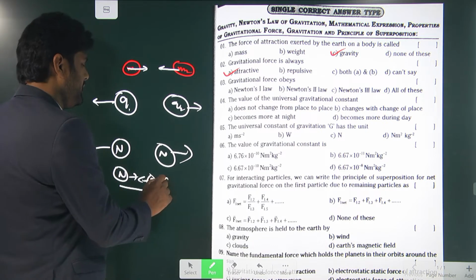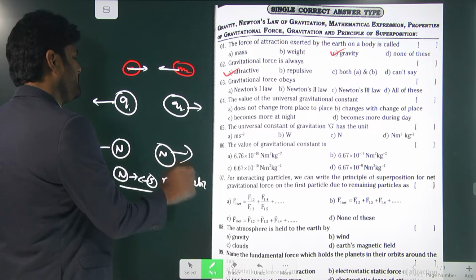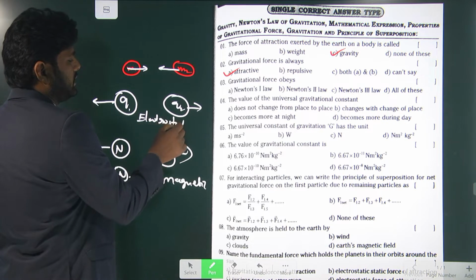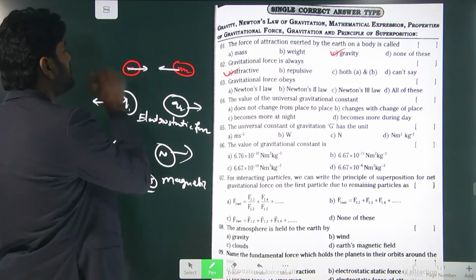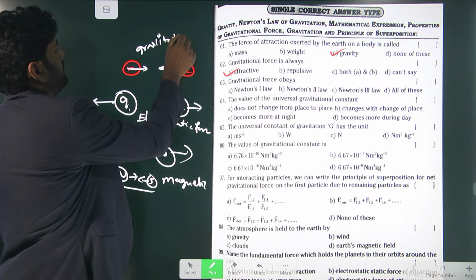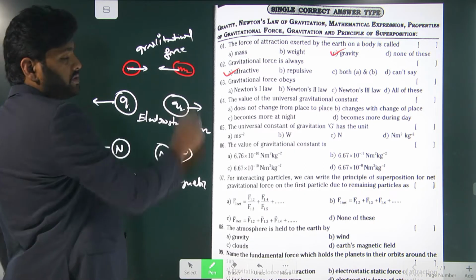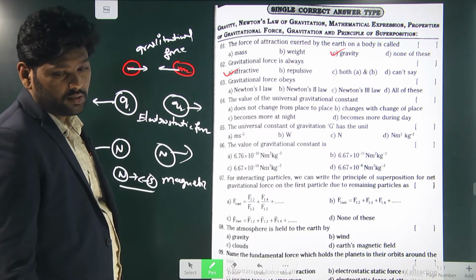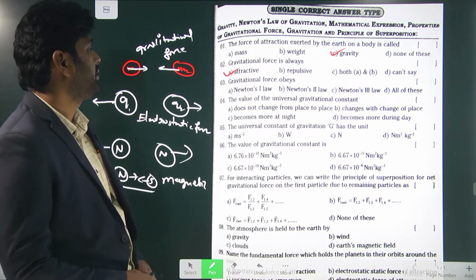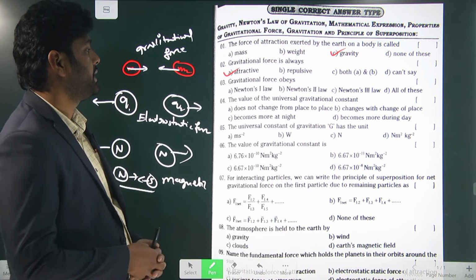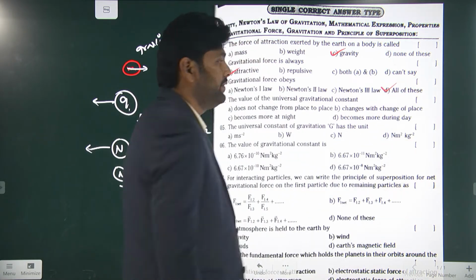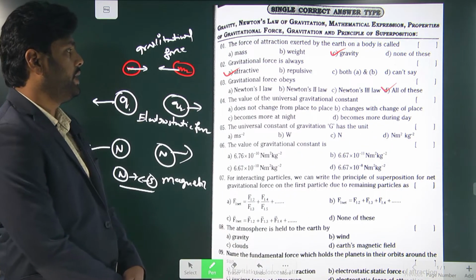Actually, this is nothing but magnetic force. This is electrostatic force. And this is gravitational force. So gravitational force, attractive or repulsive? Always attractive only. Next, gravitational force obeys Newton's first law, second law, third law, all of these. So all of these are right; it will obey all of these.